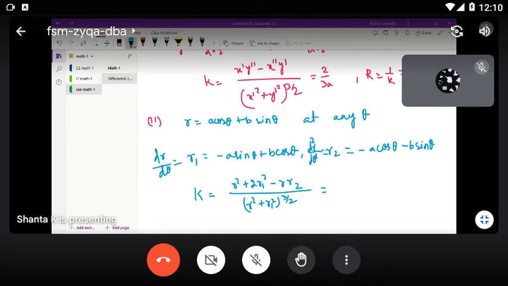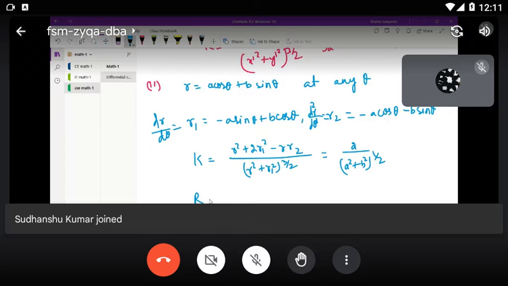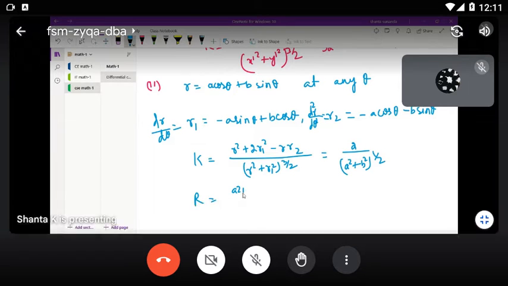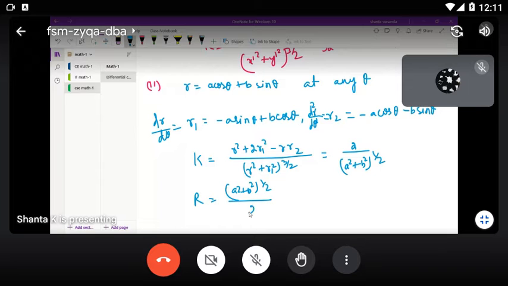Yes, ma'am. Okay. The curvature is 2 by root of a square plus b square, so we'll write it as half, and the radius of curvature is the opposite. So we have done the curvature and radius of curvature.